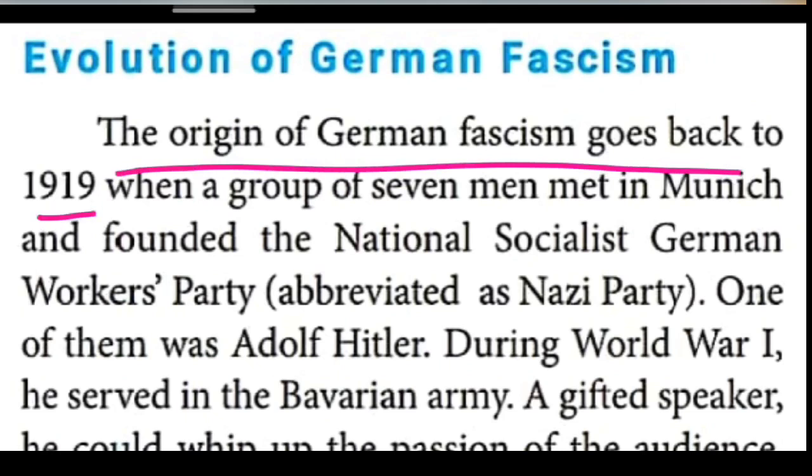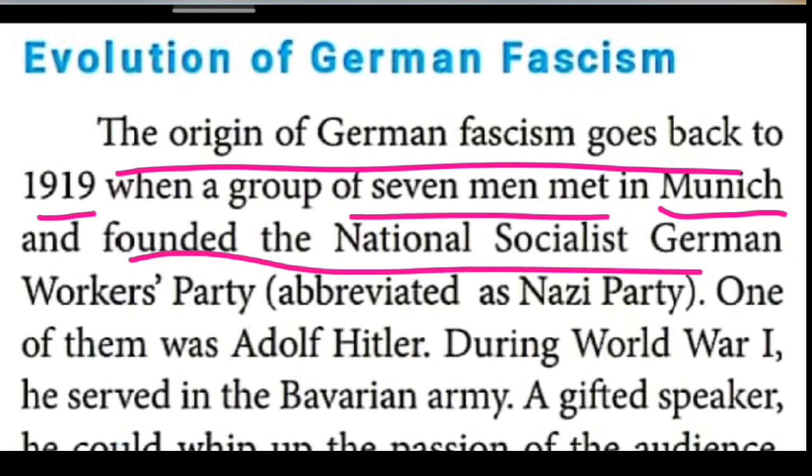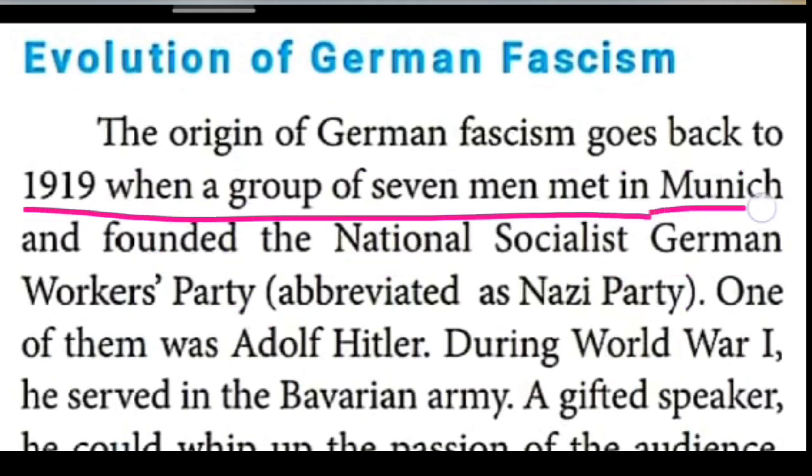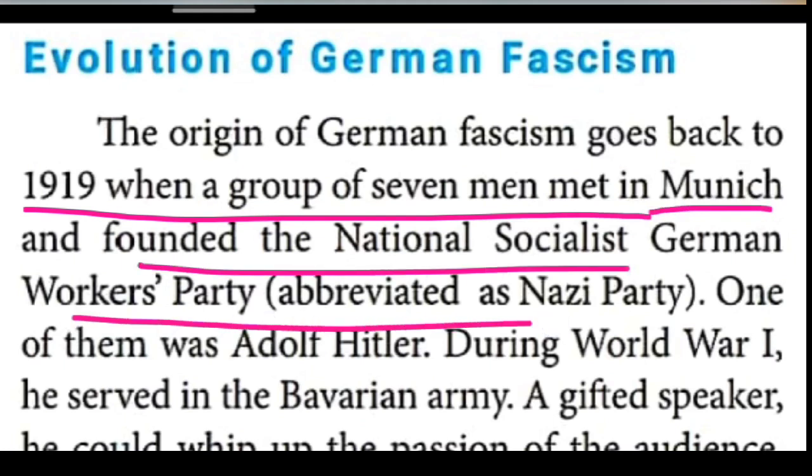In 1919, listen, in the place Munich, nearly 7 people met in Munich and founded the National Socialist German Workers' Party. Later it became the Nazi Party. In the year 1919, 7 of them met together in Munich, this is a place name, children, and founded the National Socialist German Workers' Party. Later it became the Nazi Party.